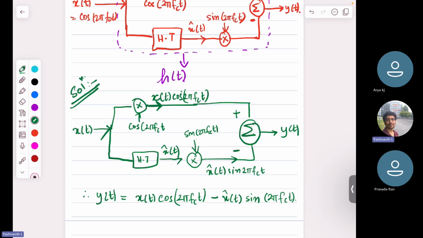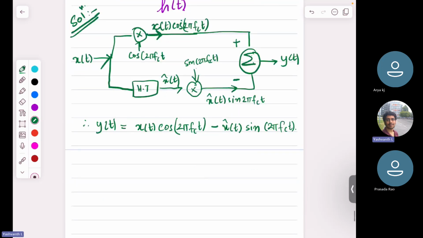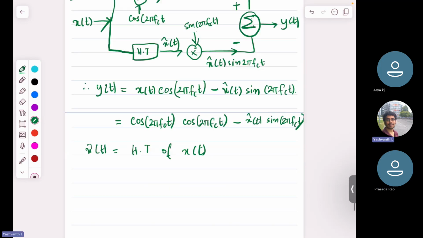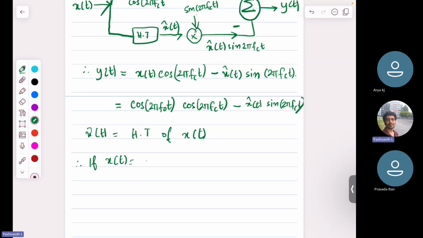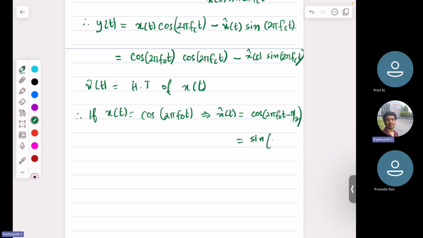Now what should we find? I now know what x of t is, given cos 2 pi f naught t into cos 2 pi fct. X hat I don't know, let's check, and sine 2 pi fct. But what is x hat of t? X hat of t is equal to the Hilbert transform of x of t. Therefore if x of t is equal to cos 2 pi f naught t, it implies x hat of t is nothing but cos of 2 pi f naught t minus pi by 2, because the Hilbert transform is a minus pi by 2 phase shifter. And this is nothing but sine 2 pi f naught t.